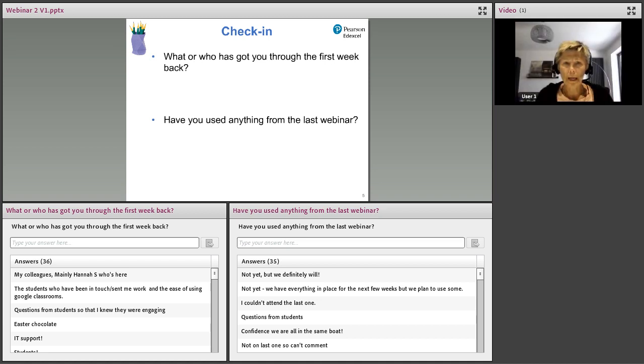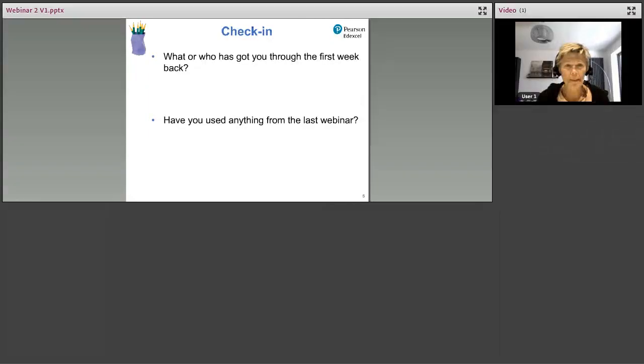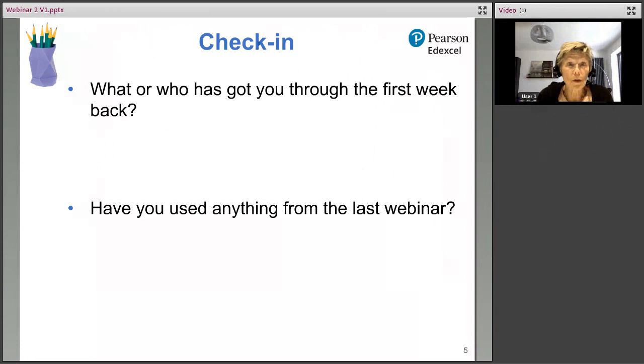Okay, if we move on then, it looks like everybody's given quite a good summary there of what's got them through it. And also a lovely thing to see people have used some of the resources from last week. I know some people said it was a shame they couldn't get on last week. I'm sure these are shared, and I'll try and find out before the end of the webinar where they're shared and how you can get access to the resources from last week's. Okay, let's move on then.